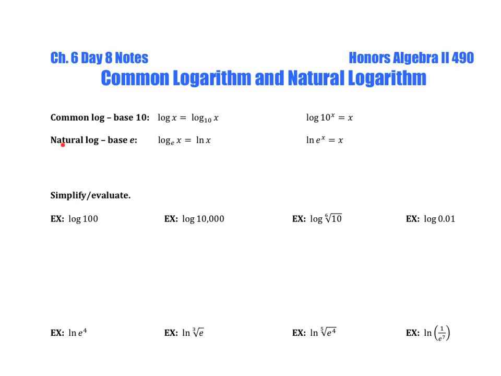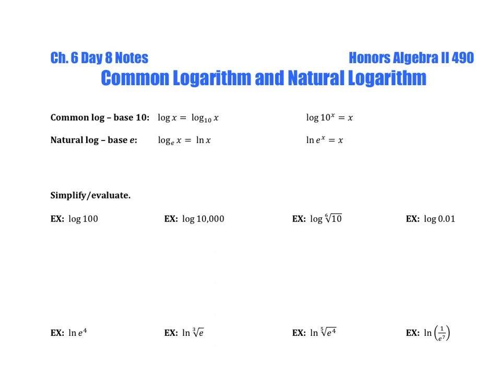There's also something called a natural log, and it has a base of e. And so it could be written as log base e of x, but usually you'll see it written in this format with an ln, which stands for natural logarithm of x. So common log usually is log base 10. Natural log is usually written like this, natural log of x.